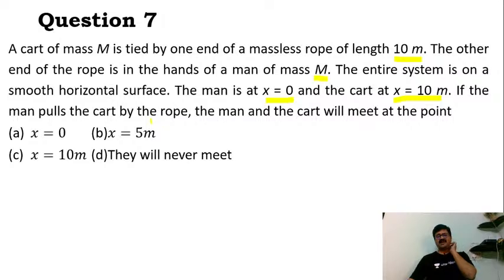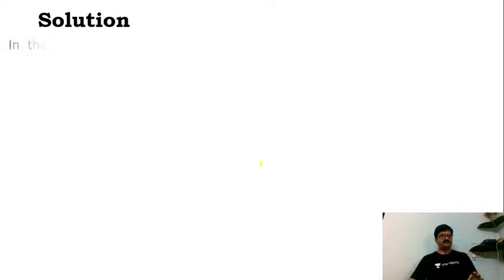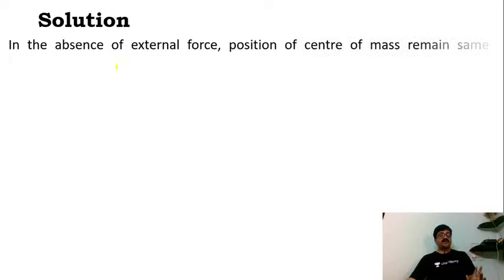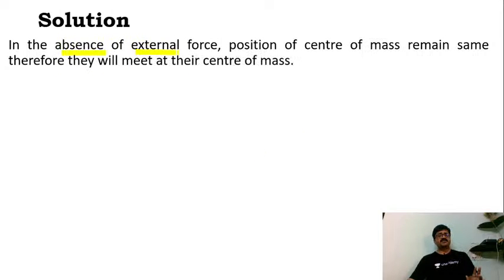So if the man starts pulling, definitely both the cart and the man will meet at the center of mass. That is the concept that we should remember. Since there is no external force, in the absence of external force, the position of the center of mass remains the same, it will not change. Therefore they will meet at their center of mass, and the center of mass of the system is obviously 10 by 2, that is 5. So that is the answer that we have to freeze with.